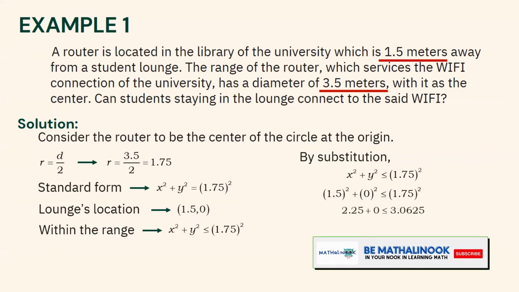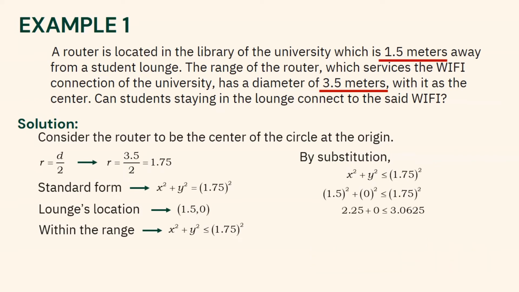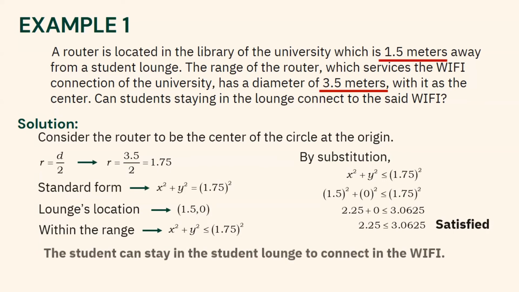(1.5) squared is equal to 2.25 and 0 squared is equal to 0. And (1.75) squared is equal to 3.0625. 2.25 plus 0 is equal to 2.25, that is less than or equal to 3.0625. Notice that the inequality is being satisfied by the point (1.5, 0). Therefore, the student can stay in the student lounge to connect to the Wi-Fi.